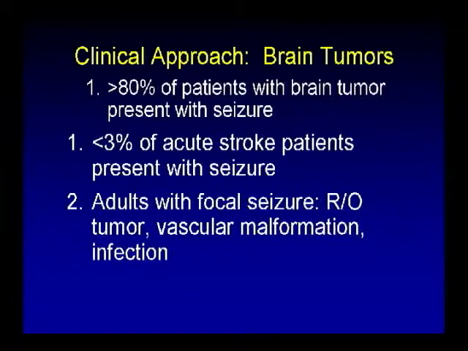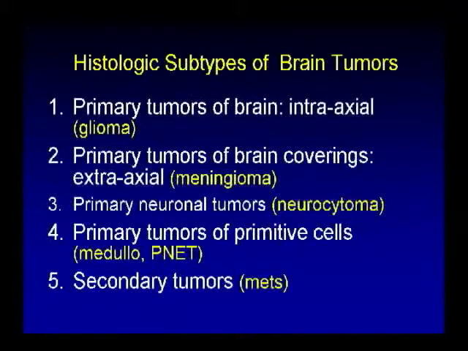But you should never think of stroke as your number 1 diagnosis when a patient clearly presents with a documented seizure disorder, because only less than 3%, maybe fewer, I could confirm that with Max, but very rarely do acute stroke patients present with seizure. So seizure is a very bad sign in adults. If they present with seizure, think about a brain tumor.